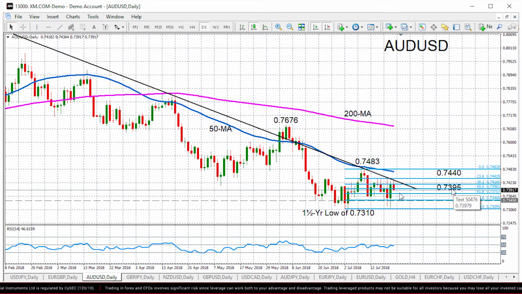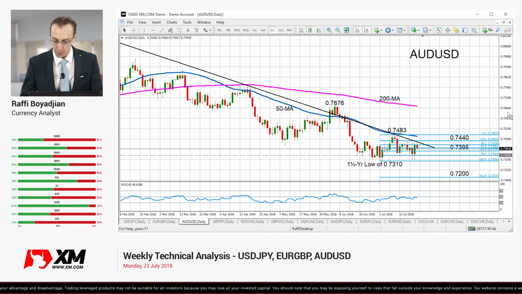If we do see a sustained drop below that level, we're going to see that 1.5 year low of 0.7310 coming back into focus, and with a breach of that low, we could then see the next major support coming from the 161.8% Fibonacci extension at around the 0.72 handle.